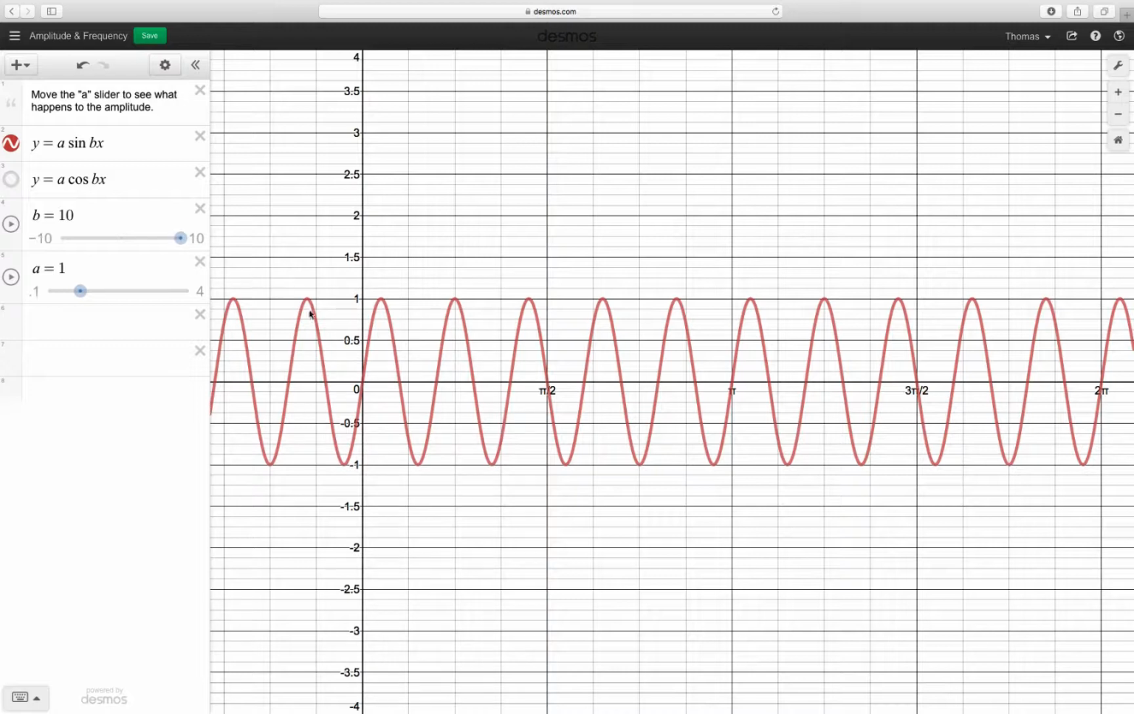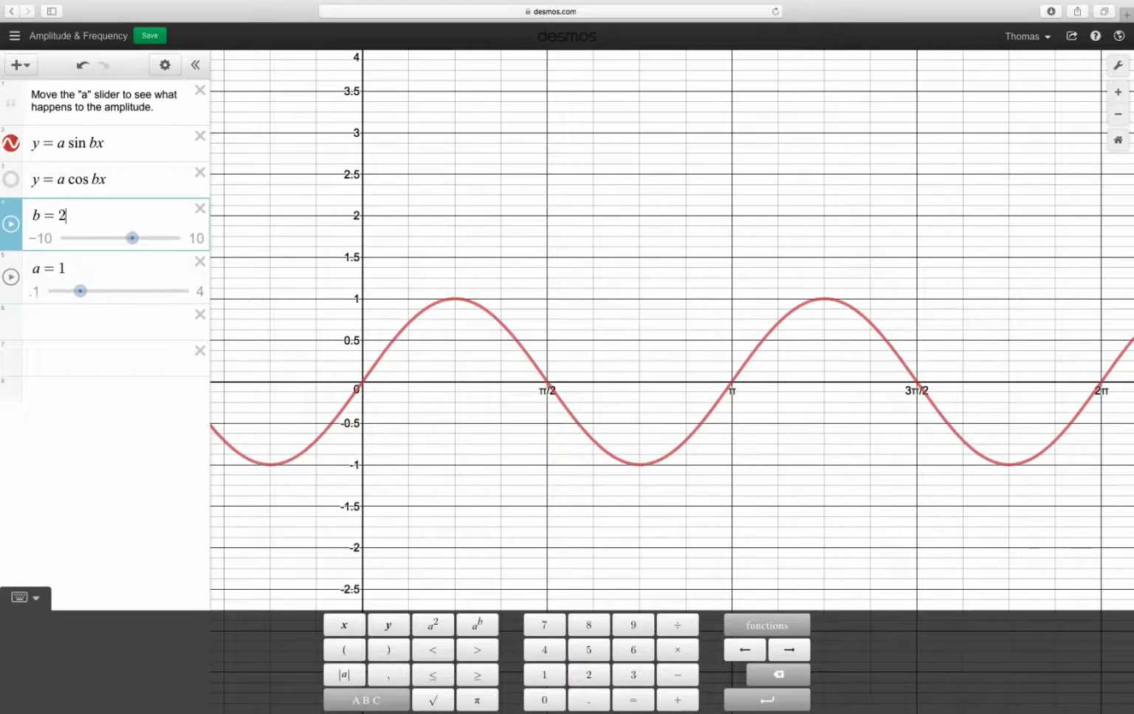Basically what the frequency does is it shows you how many cycles of sine there are in a 2 pi interval. So this is 10, so there are 10 cycles. There's 1, 2, 3, 4, 5, 6, 7, 8, 9, and 10, back to 2 pi. If I make our b value 2, well then there's only 2 cycles of sine, 1 and 2.